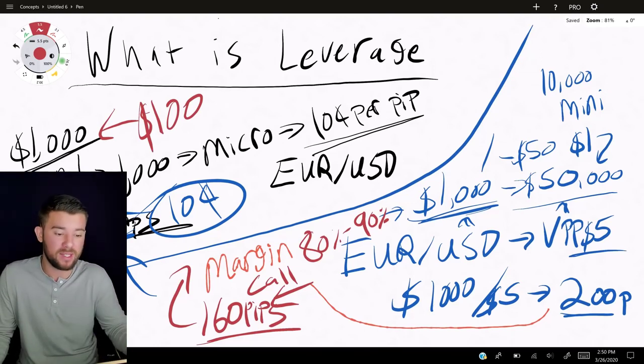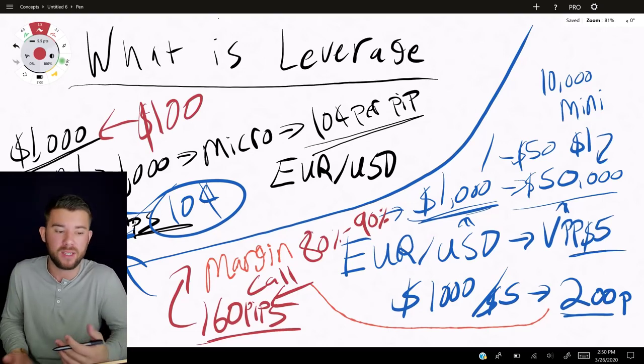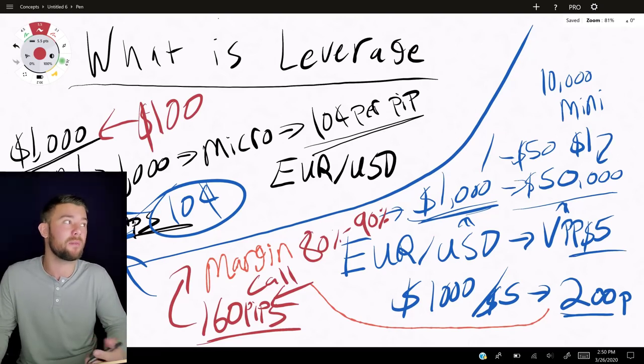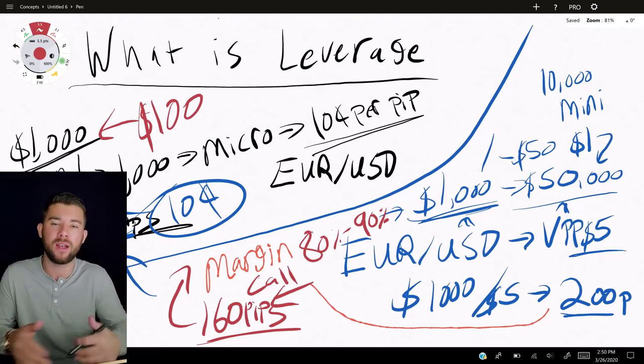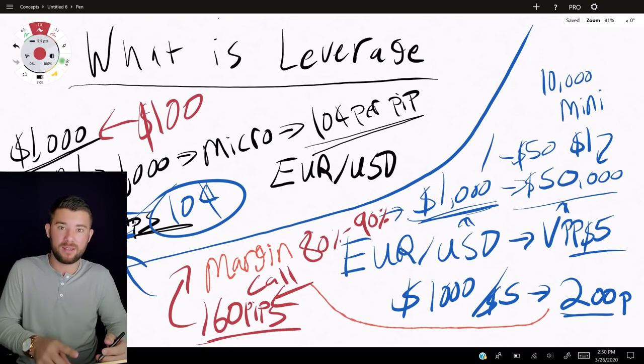So let's say you do this and you guess wrong on the euro dollar and you're new, so you don't understand stop losses, and the euro dollar moves 160 pips, which it's doing multiple times every day at this point because of the volatility we're seeing in the market. You could lose your whole account balance in one day doing this.